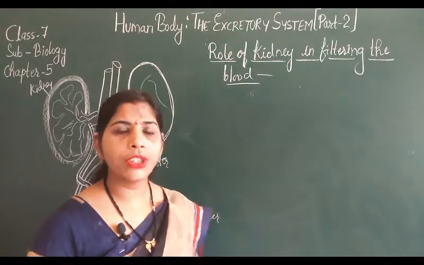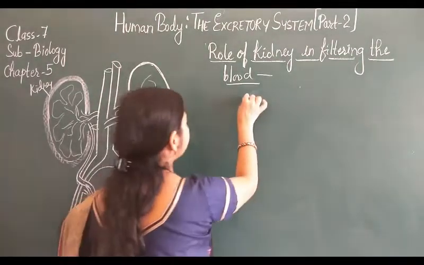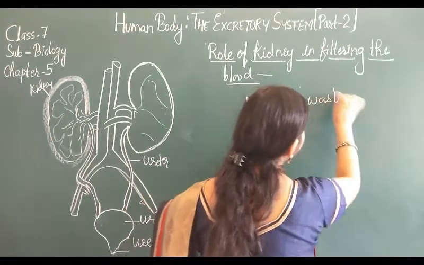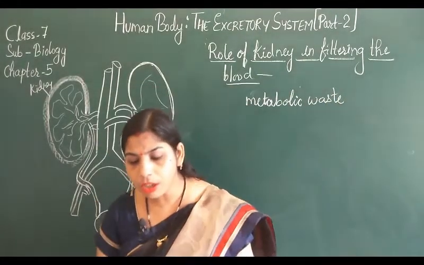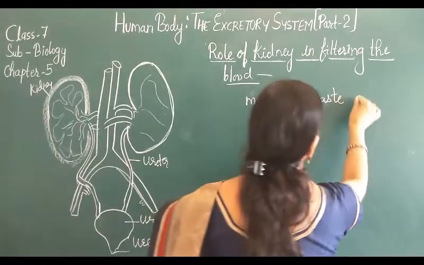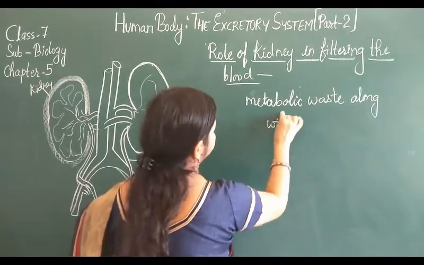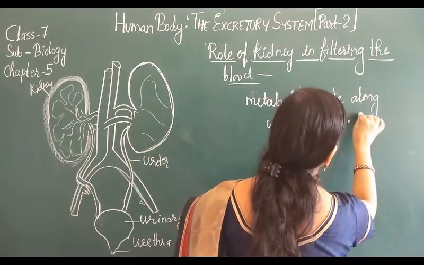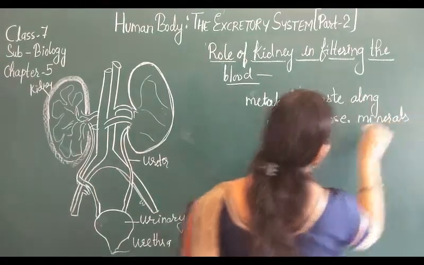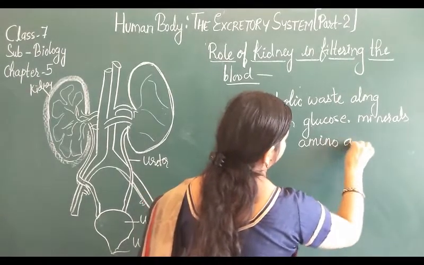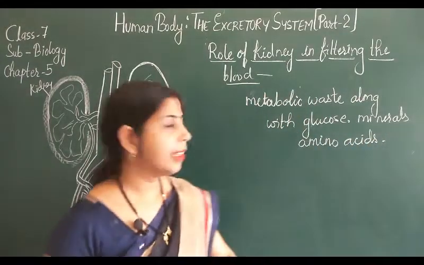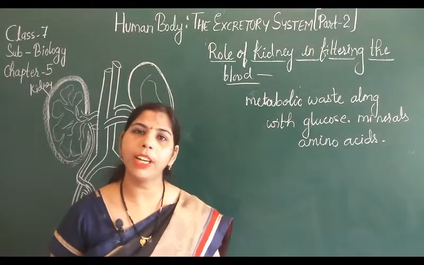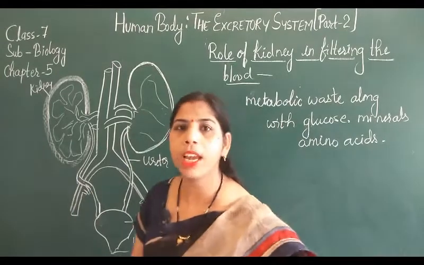Now the blood which enters the nephron contains metabolic waste along with some useful substances, along with glucose, then minerals and amino acids. That means the blood consists of metabolic waste with glucose, minerals and amino acids. That means the blood also has important substances which are useful for our body.